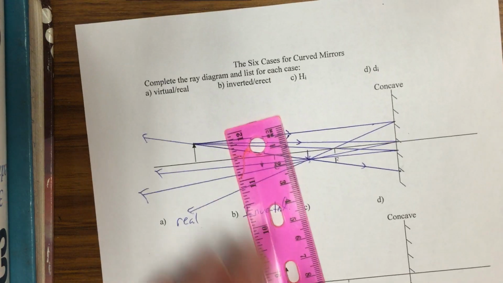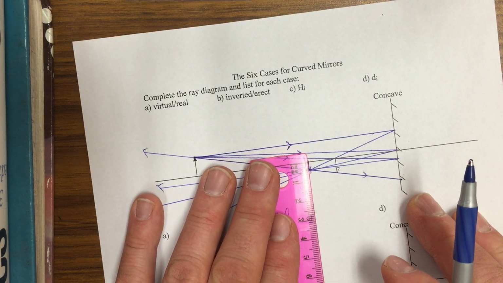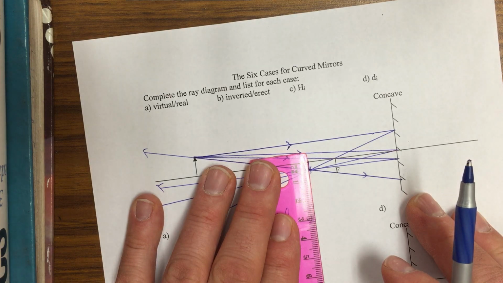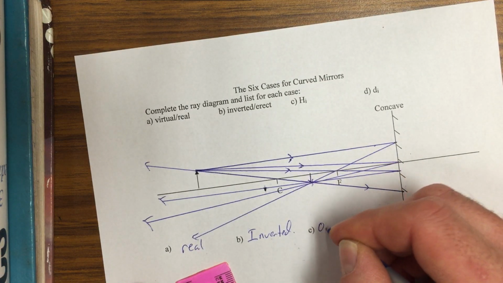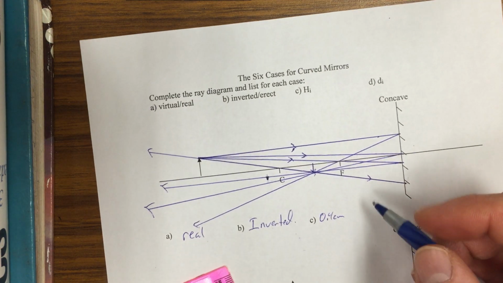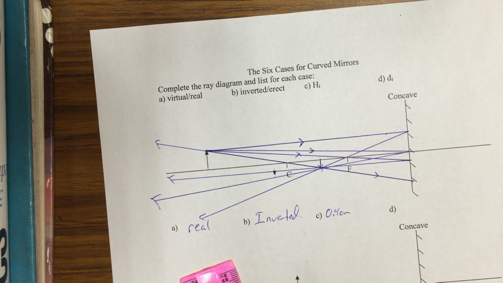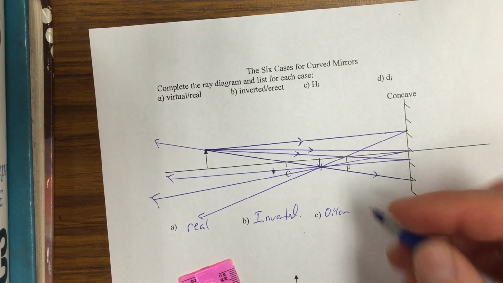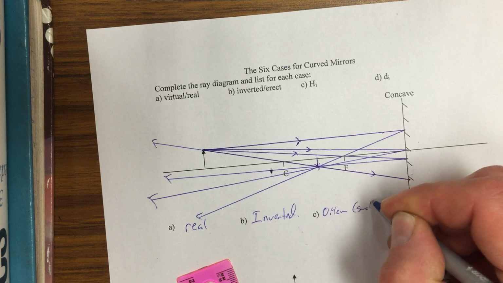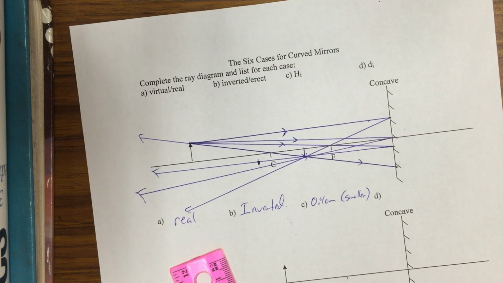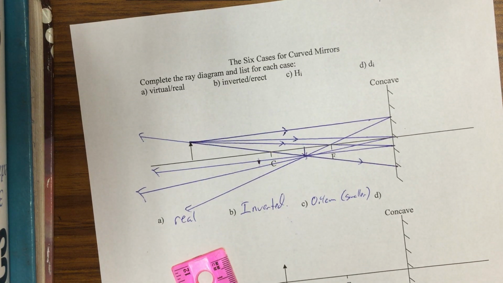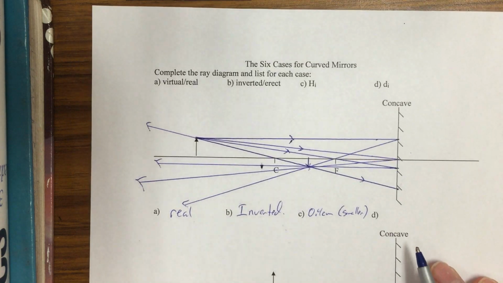Next piece is to measure HI. We go at this with a ruler and we measure HI, and we get an HI of 0.4 centimeters, which I want to make a note of. I started with a 1 centimeter object. I have a 0.4 centimeter image. That makes this smaller. Yes?